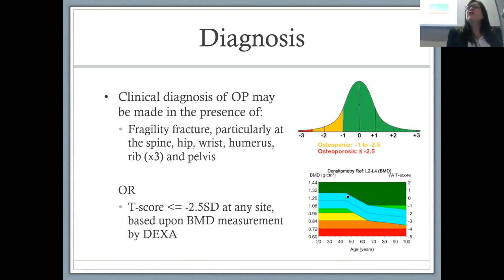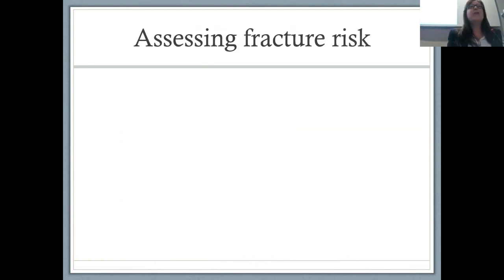So how do we know who to treat? There are lots of fractures out there. There are lots of BMDs less than -2.5. So who do we treat? And this is a change in practice, which is why I thought I'd pop it in there. How do we assess fracture risk?